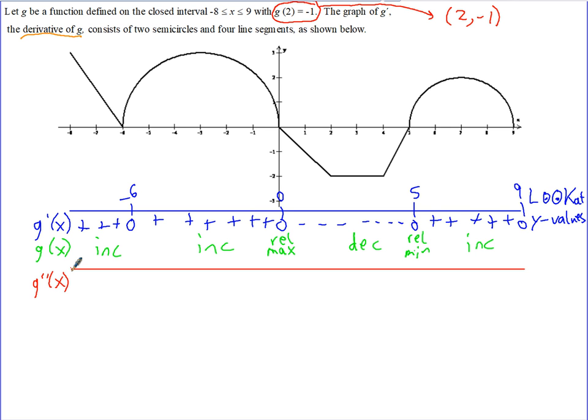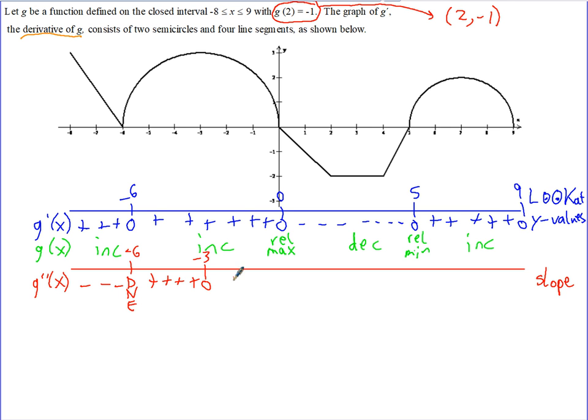And the second derivative, since we have the graph of the first derivative, is the derivative of the first derivative, or the slope of the first derivative. So now we're going to be looking at the slope of g prime to determine what g double prime is. The slope is negative until we get to -6. But at -6, we've got a corner there, so the derivative or slope does not exist. Then the slope is positive all the way to -3. We know it's right at -3 because it's a semicircle, exactly halfway between -6 and 0, so the slope is 0 there.